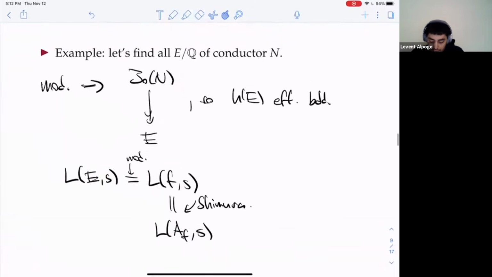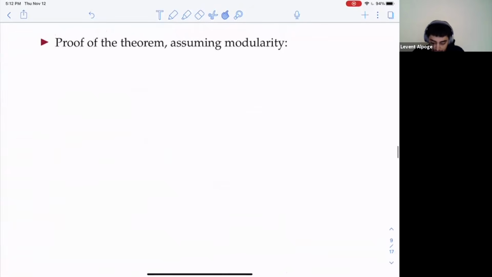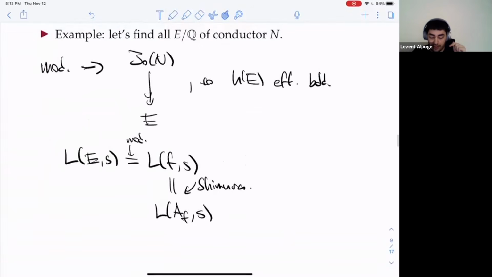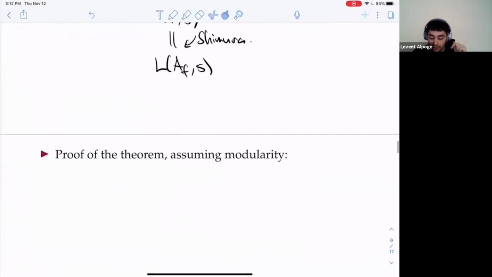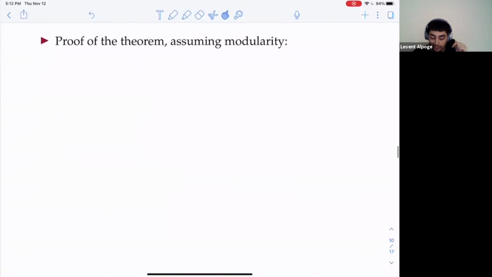Now I'm going to move on, because I just want to show you the proof of the theorem assuming modularity. Assuming modularity, that's key. Modularity is not known in general. The crucial point over Q is that Serre's conjecture is known, so you know that all elliptic curves over Q are modular, whereas over a general totally real number field, or even if it has odd degree, modularity is not known. The proof of this theorem, assuming modularity, simplifies a whole lot. But this is the crucial argument that we use.